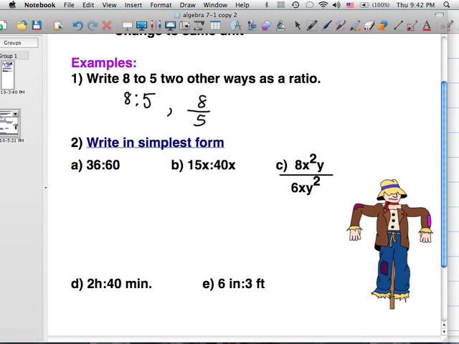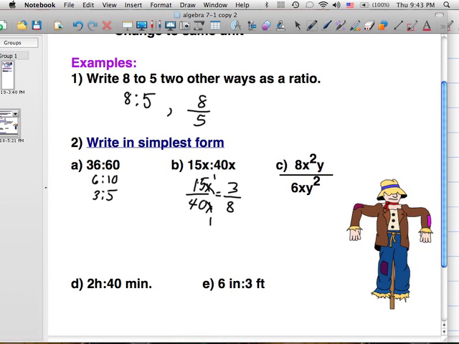So 36 to 60, we could divide by 6 and get 6 to 10, and that can be simplified further. Divide by 2, so we get 3 to 5. The second one, 15x to 40x, if we write it as a fraction, we can divide by 5 and we get 3 over 8, and the x's cancel out. So the ratio is 3 to 8 in simplest form.